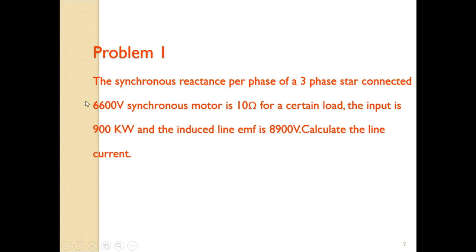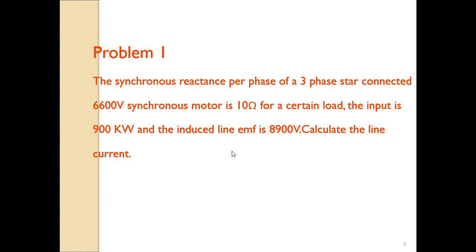So VL is given. As it is a star, we have to convert this line voltage into phase voltage. Given synchronous reactance is 10 ohms, and the input power is root 3 VL IL cos phi, that is 900 kilowatts, and the induced EMF EB is also a line value, that is 8,900 volts. This one also we convert into phase, and next we have to calculate the line current.